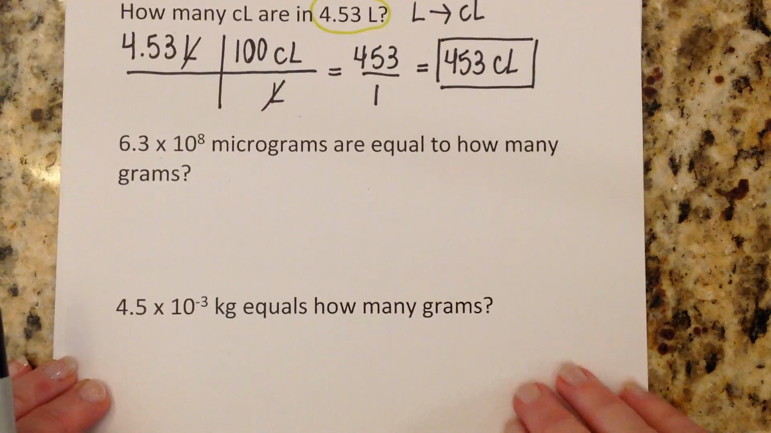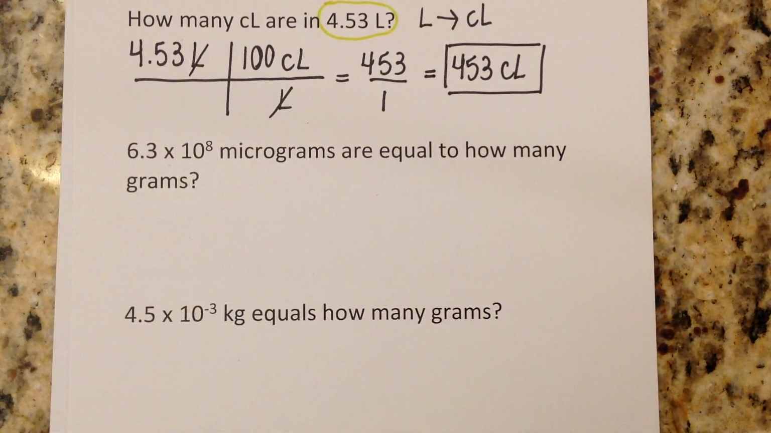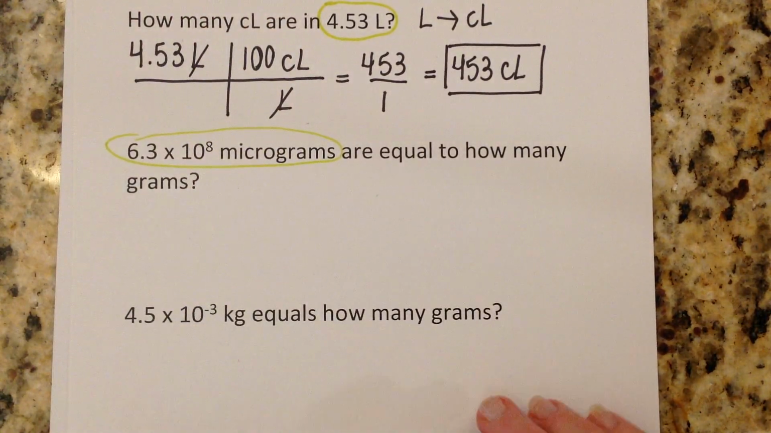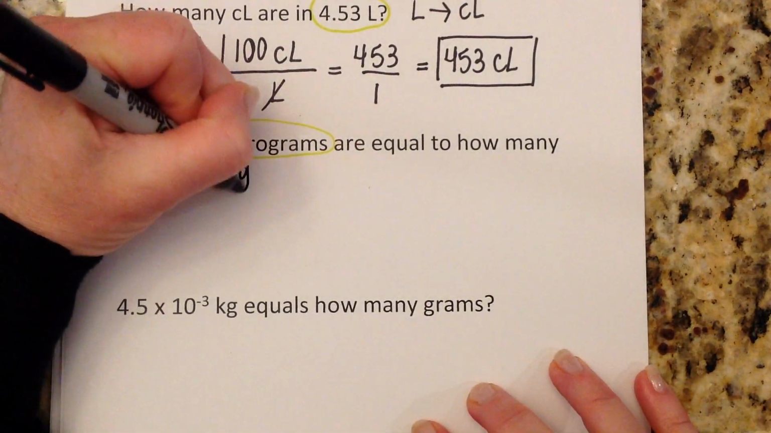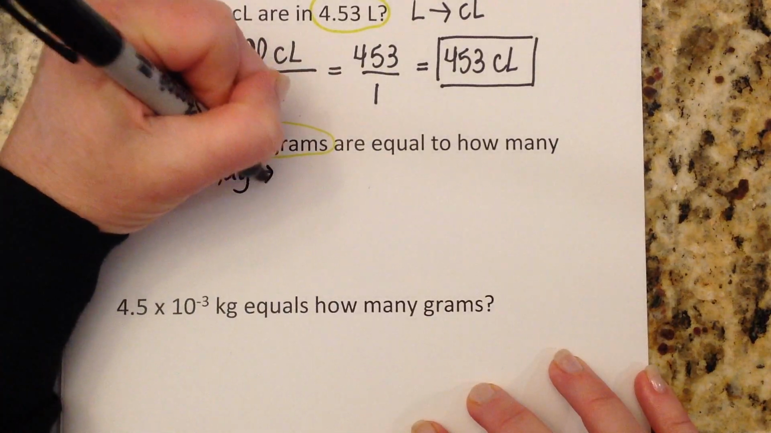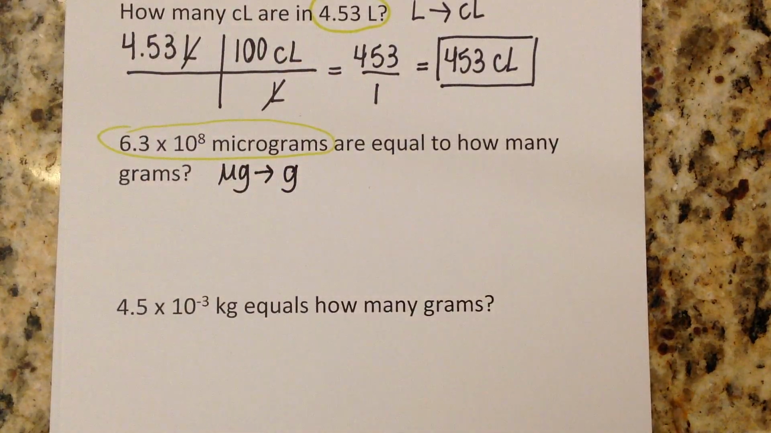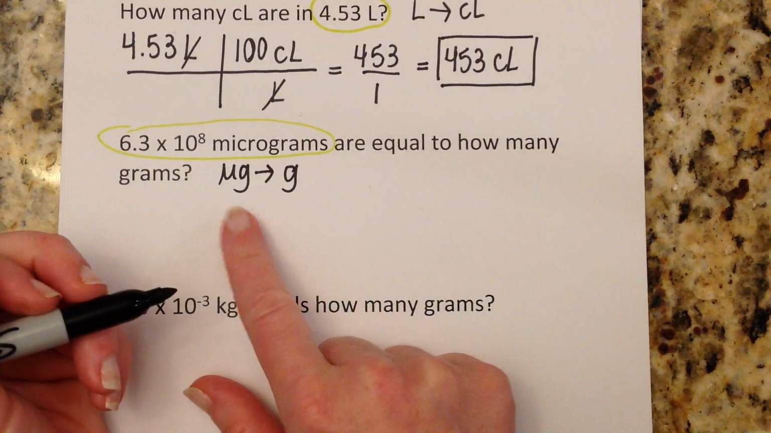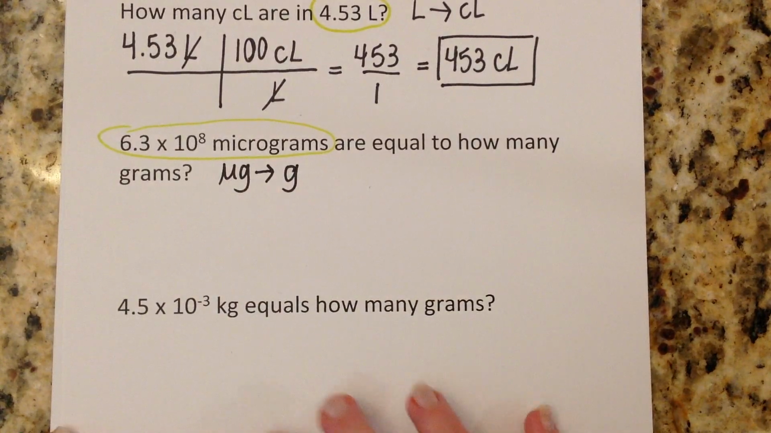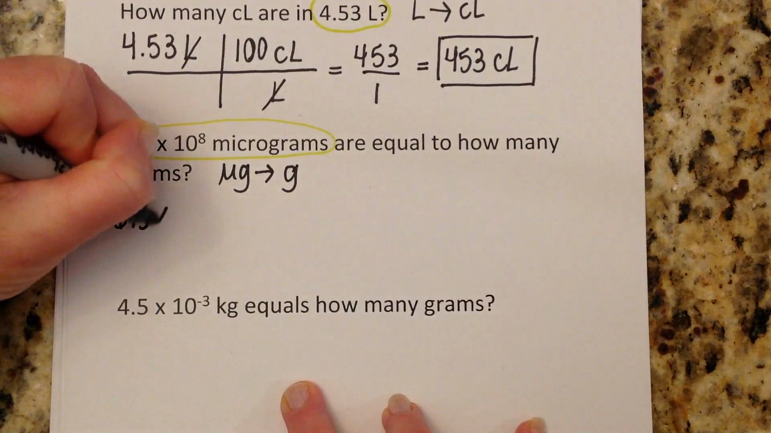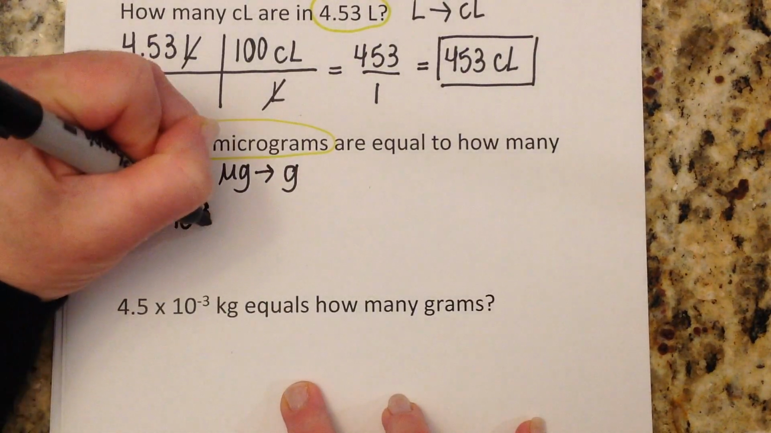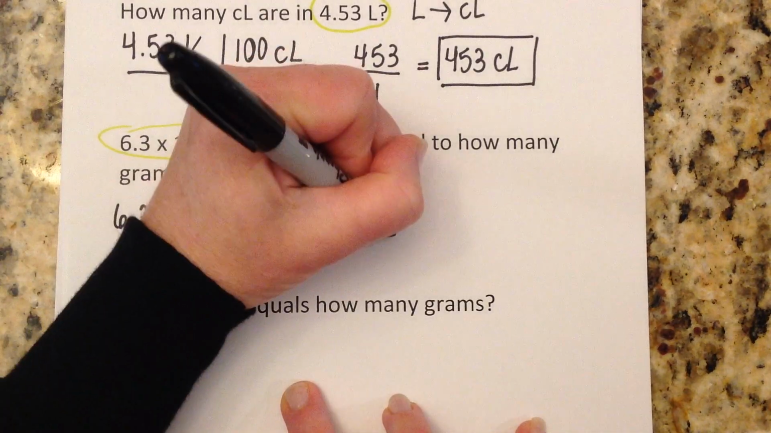Now, let's look at the next one. We've got 6.3 times 10 to the 8th micrograms. That is my given, and we want to know how many grams that is. So I am going from microgram, that's your symbol for micro, to gram. I know micro means a million, and I know there's a million micrograms in a gram, so that's helpful information for me. So let's write down the given. 6.3 times 10 to the 8th micrograms.